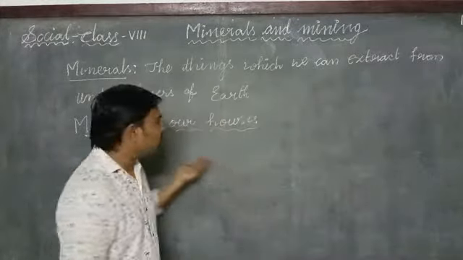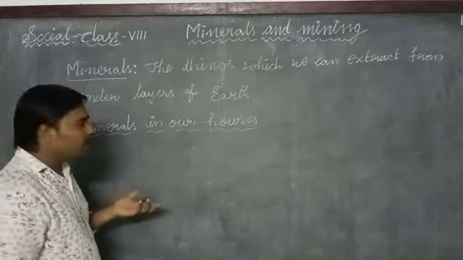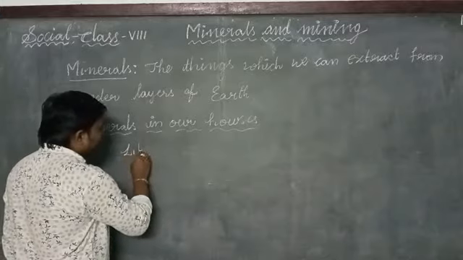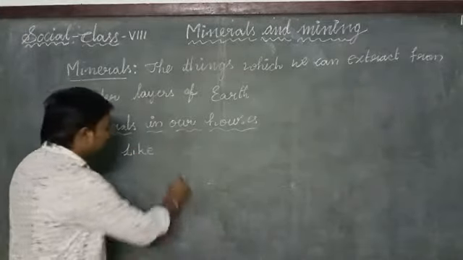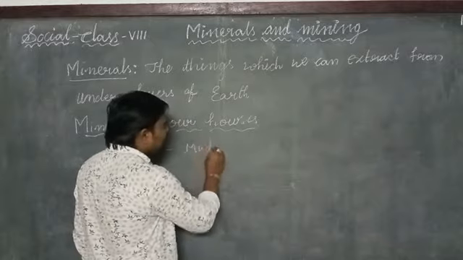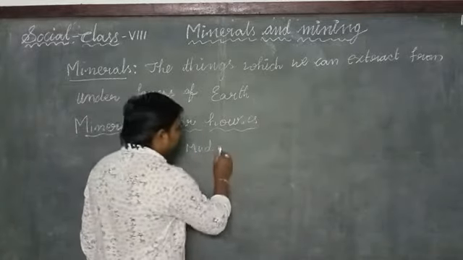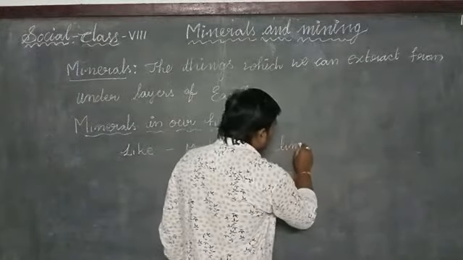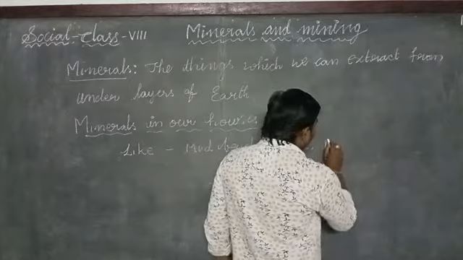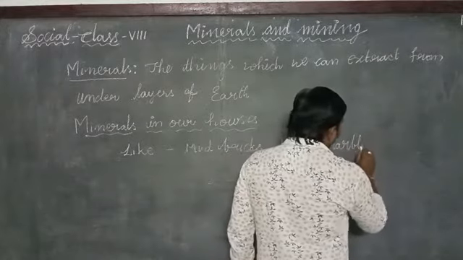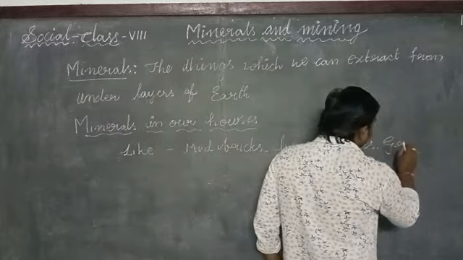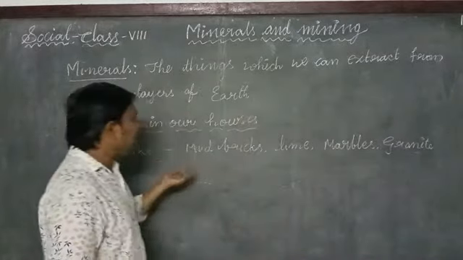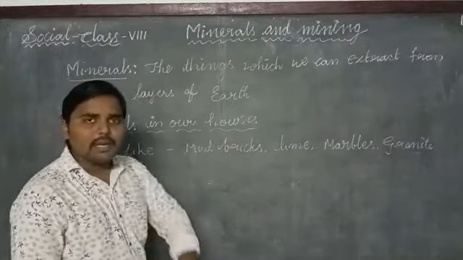We can see so many minerals in our houses, like mud bricks. Bricks are made up of mud. Bricks, lime, marbles, granite. These are the different types of minerals which we can see in our houses.